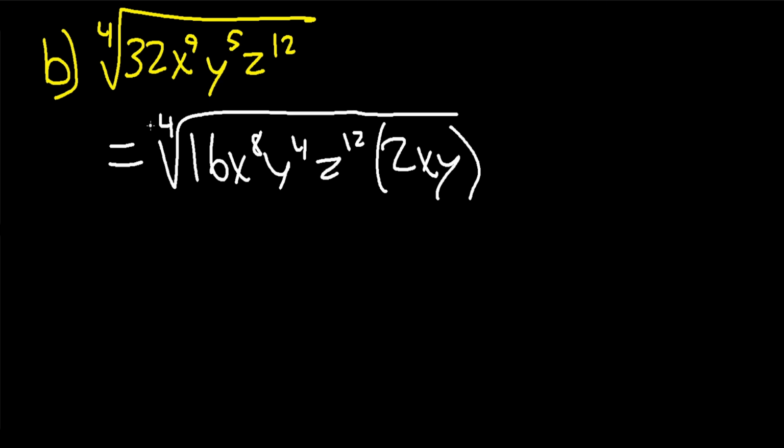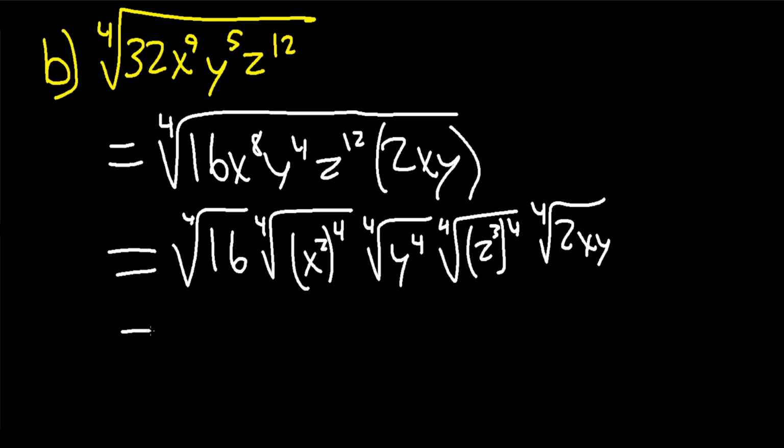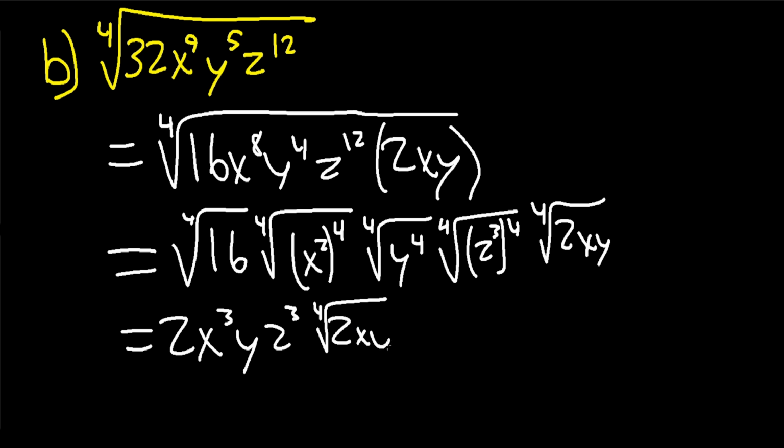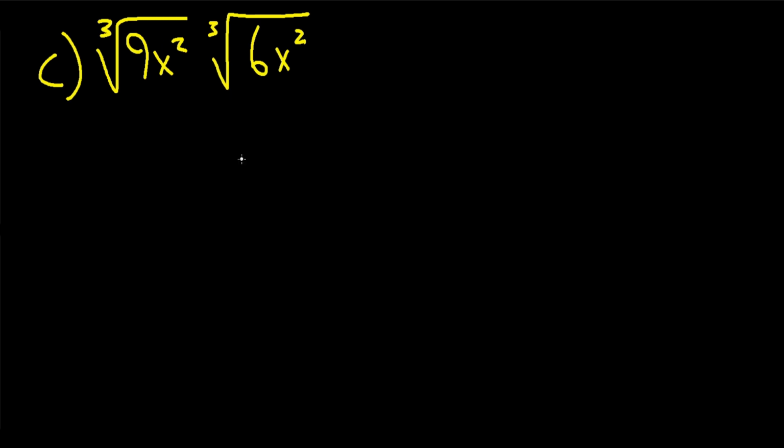Now since our index is 4, we're looking for powers of 4, and so that equals 2x cubed times y times z cubed times the fourth root of 2xy. And that's our simplified form. Now for c, already both of the radicals are in simplified form.